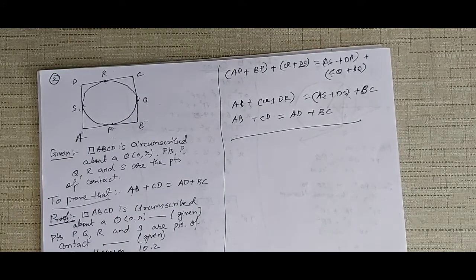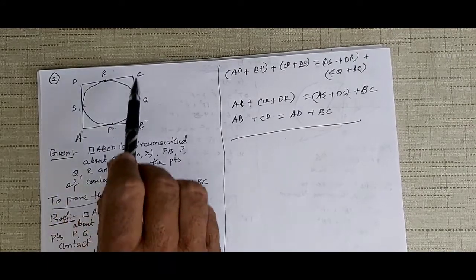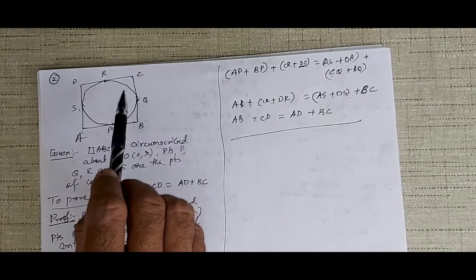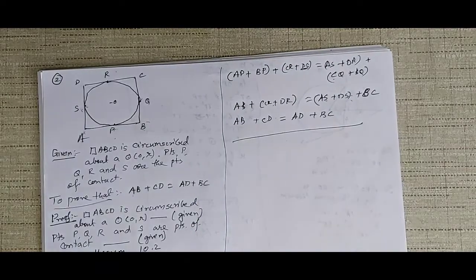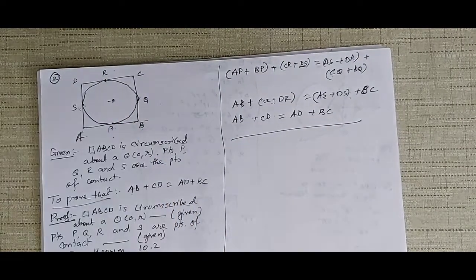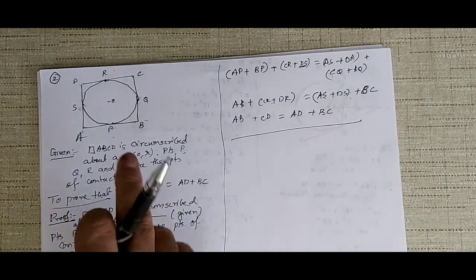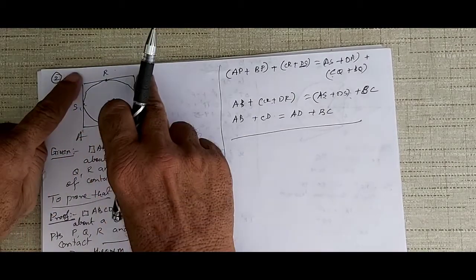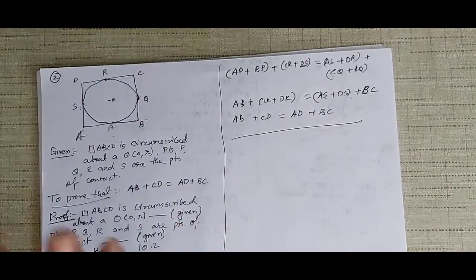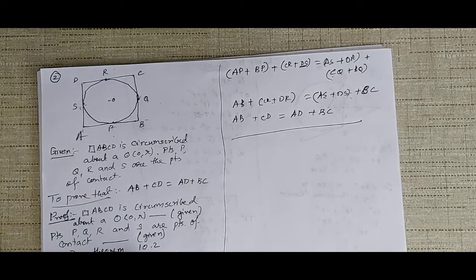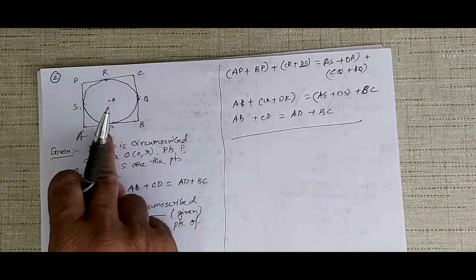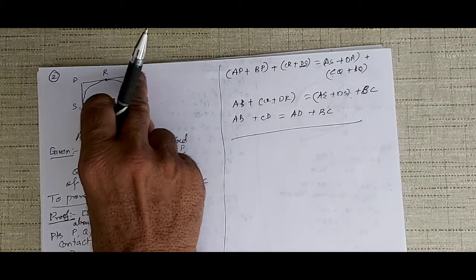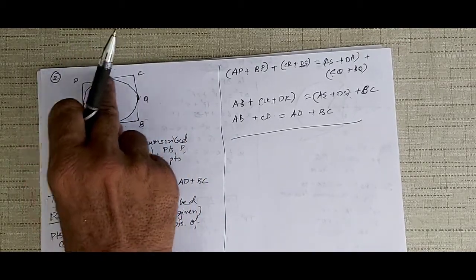We have used only theorem number 10.2. We got a circumscribed quadrilateral ABCD. We circumscribe a circle with center O and radius R. Points P, Q, R and S are points of contact. We have to prove that the opposite sides total AB plus CD is equal to BC plus AD. So we use theorem number 10.2 and get 4 results: AP is equal to AS, BP is equal to BQ, CQ is equal to CR, DS is equal to DR.